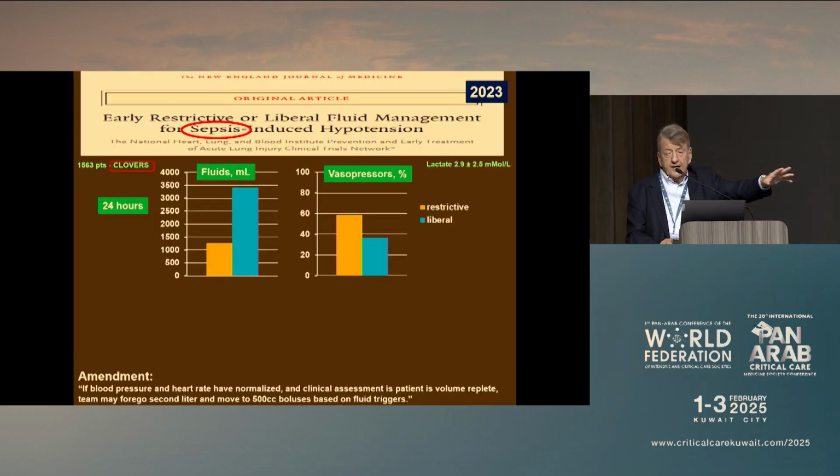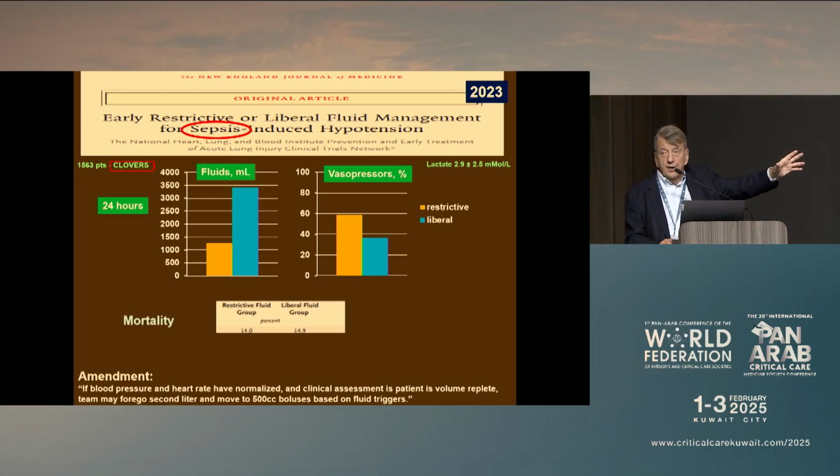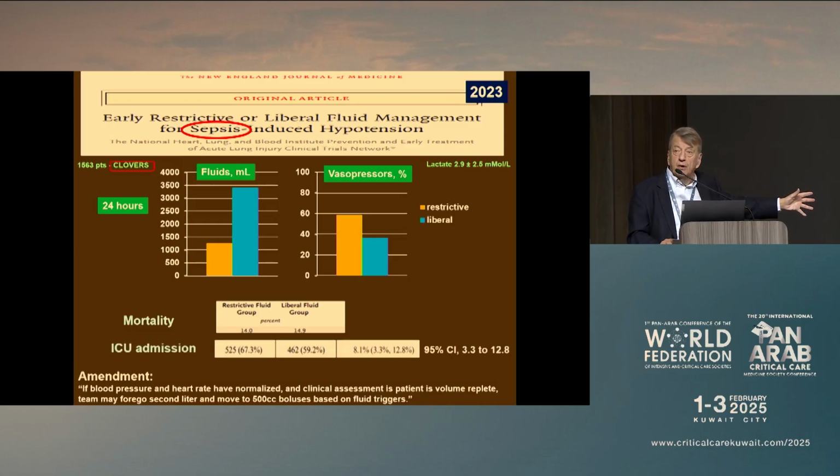In this other study, some people call it septic shock. It's not true. It's sepsis-induced hypotension. Many of these patients were not in the ICU. There was a difference in the amount of fluids and vasopressors, and those patients who were in the restricted fluid strategy group were more likely to go in the ICU. You see, 67% versus 59%.